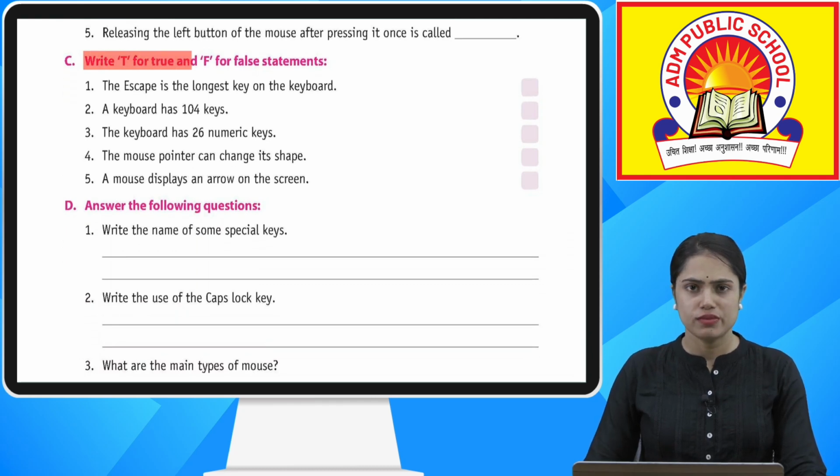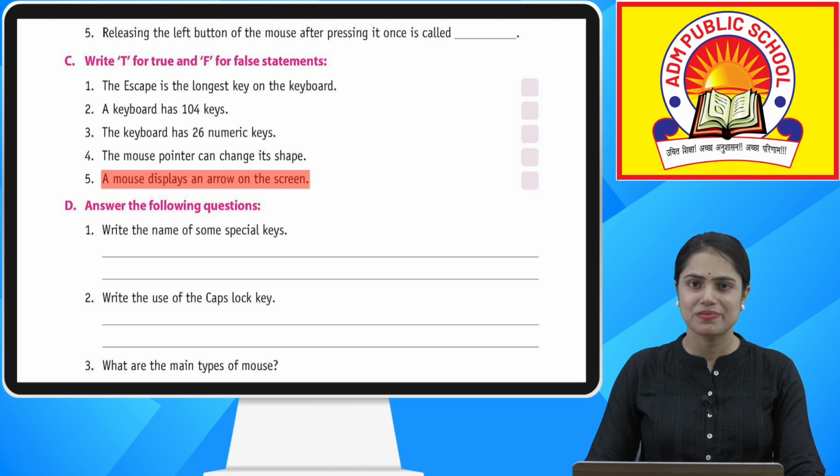Write T for true and F for false statements. The escape is the longest key on the keyboard. Wrong. A keyboard has 104 keys. True, right? The keyboard has 26 numeric keys. That is wrong. The mouse pointer can change its shape. That is true. A mouse displays an arrow on the screen. Yes, that is also true.